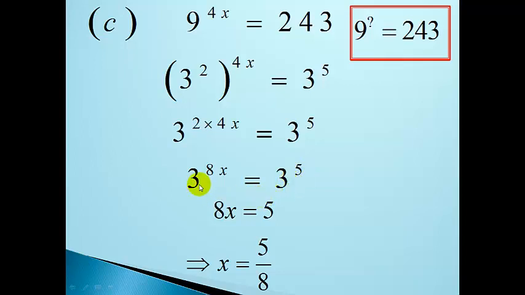Now, the bases are now the same on both sides of the equation. And so we equate the exponent. Exponent on the left hand side is 8x. And exponent on the right hand side is 5. And so 8x equals 5.